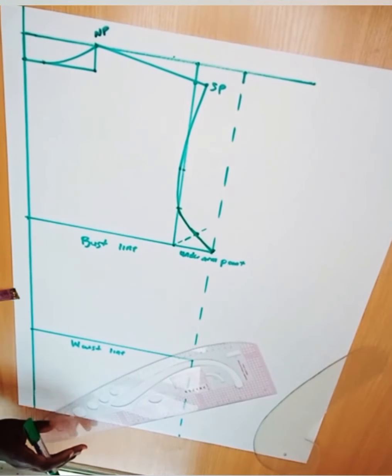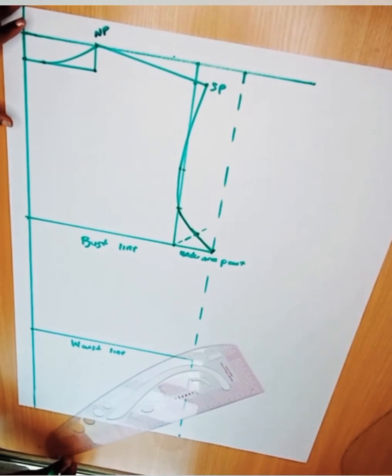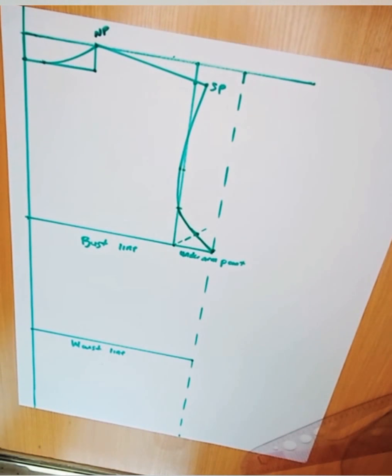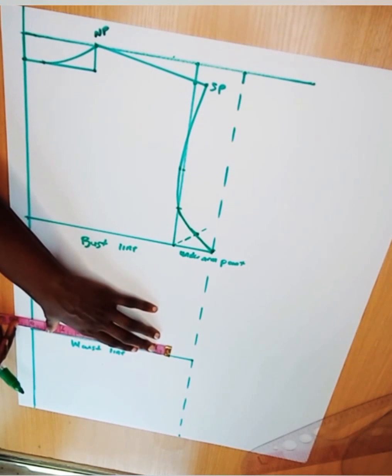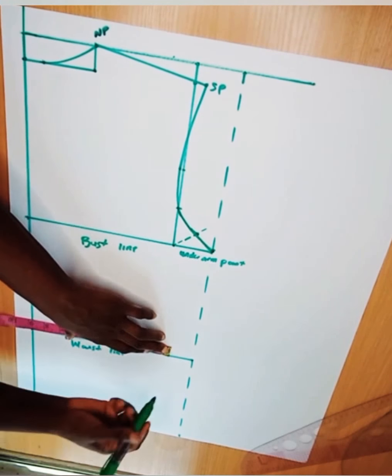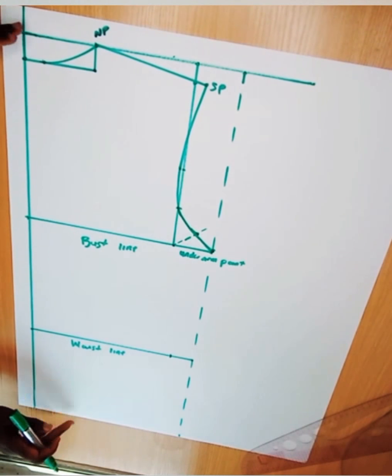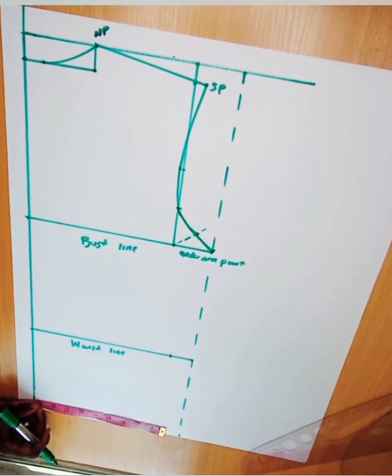So now we insert our waist and hip measurements. My waist measurement is 35 inches. 35 divided by 4 equal 8.75. And my hip measurement is 41. 41 divided by 4 equal 10.25.